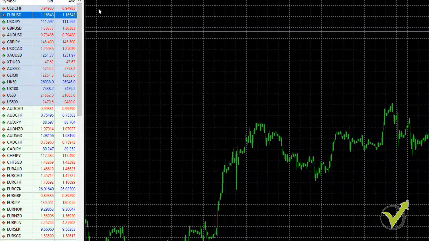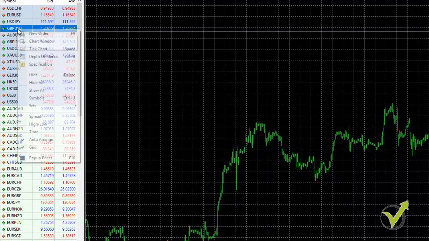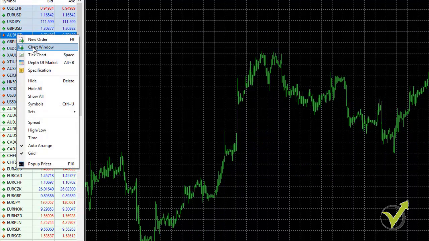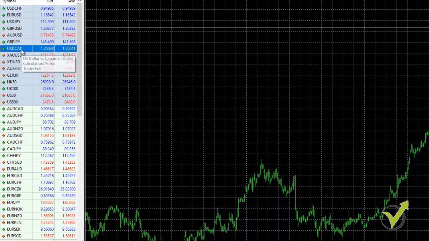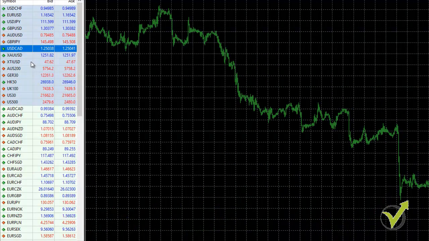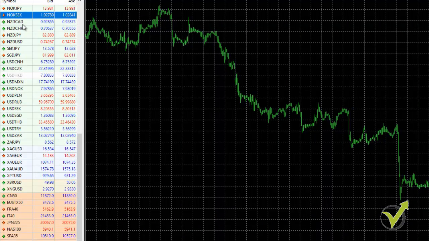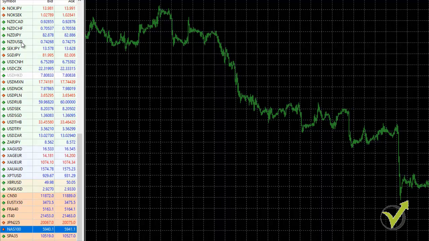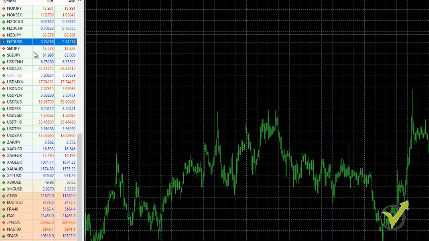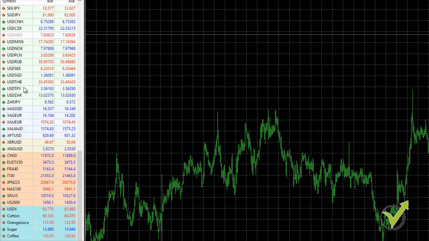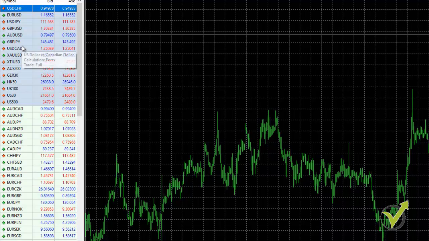I have already euro dollar, so I will add as well the cable. I will add the Aussie dollar, and I will need a dollar cat. I will need as well the New Zealand dollar. Let's see, where is it? All right, it's over here. So I will add it as well. And I need as well the yen, so I will look for dollar yen. As you can see, I have 6 currencies. Basically, these are the 6 major currencies.